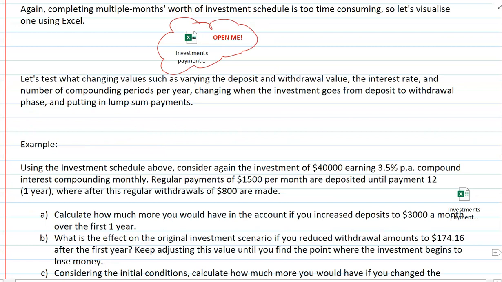Okay, like we saw with the reducing balance loan schedules, it is a very time-consuming process to put one of those together. So to help us, we're going to use a bit of technology and visualize an investment payment schedule that I've put together on Excel.